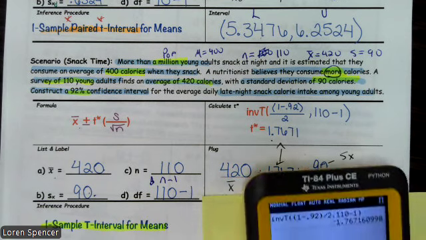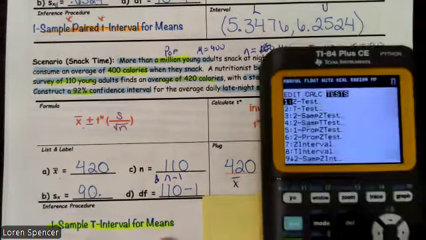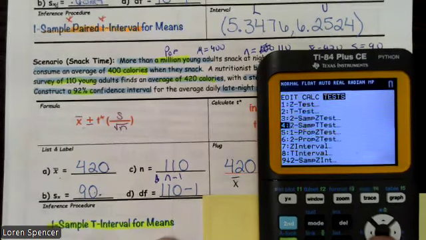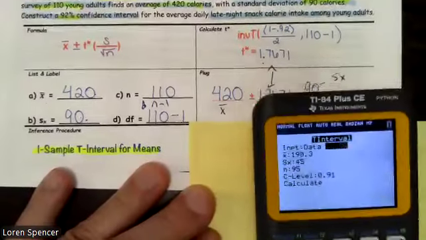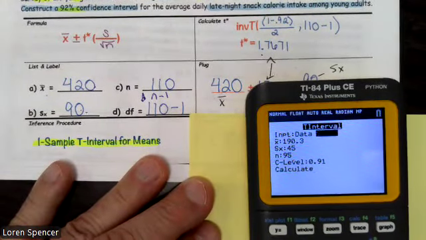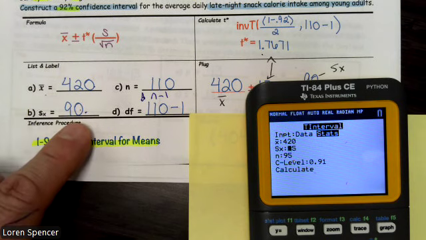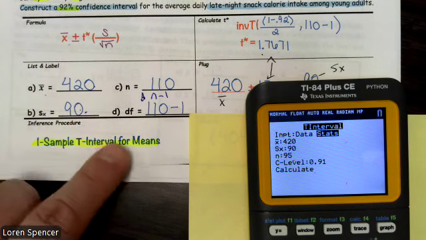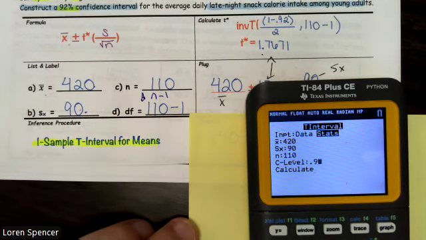Now we're going to run this test. Stat, Test, drop down to number 8, which is T interval. Make sure Stats is highlighted. We have a sample mean of 420, a sample standard deviation of 90, a sample size of 110, and we're going to do a 92%.